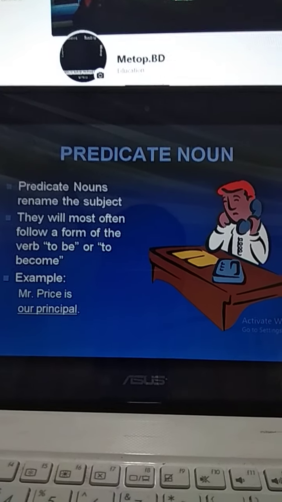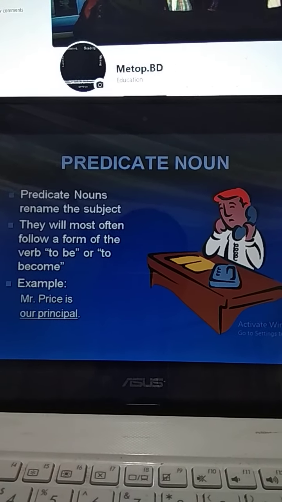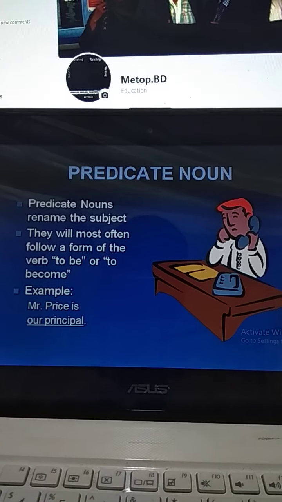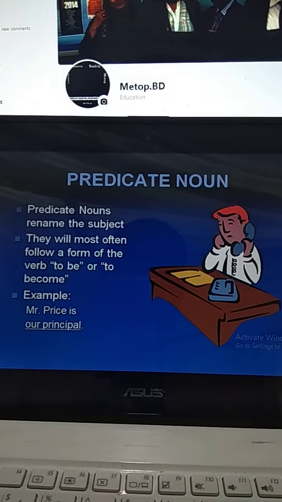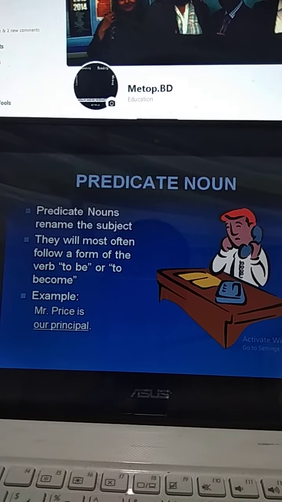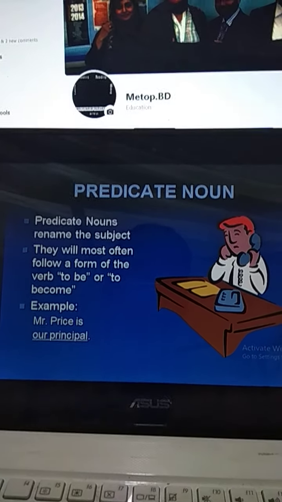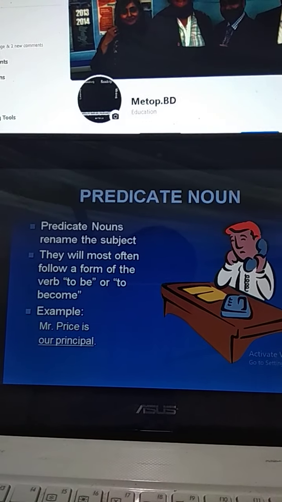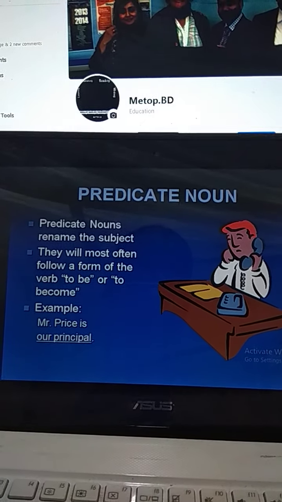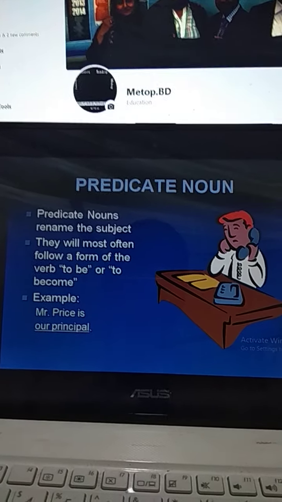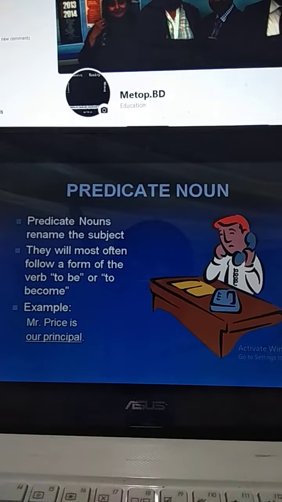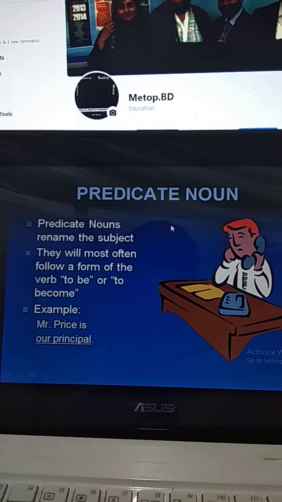Predicate noun. Predicate nouns rename the subject. They will most often follow a form of the verb to be or to become. For example, Mr. Price is our principal, or you can say Mr. Reza is our principal. It's a common name.